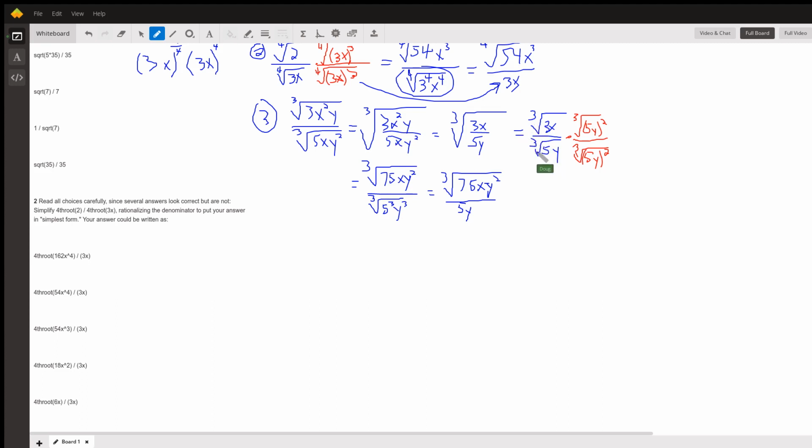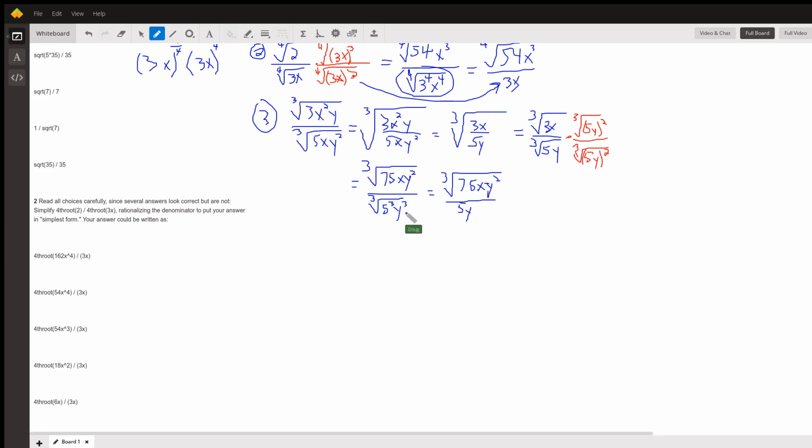Same deal. To get rid of this cube root, I have to multiply by a cube root that will allow me to combine the radicands so that the exponent becomes a 1. So 5y to the 1/3 times 5y to the 2/3 gives me 5y to the first power.